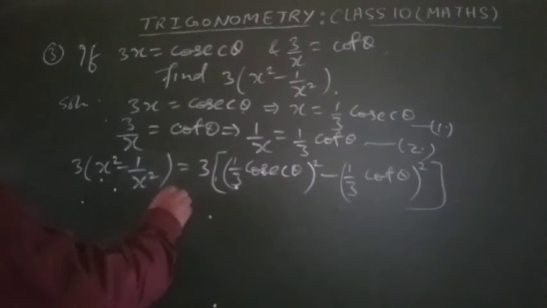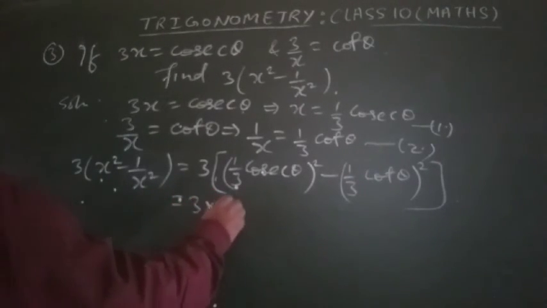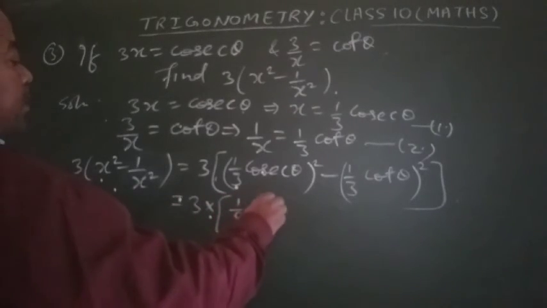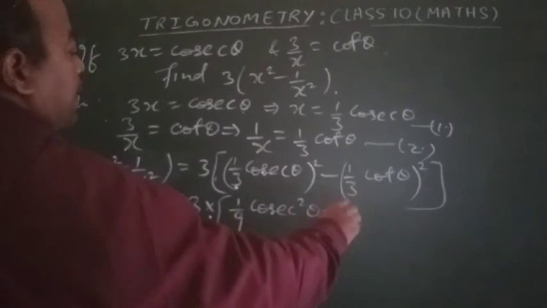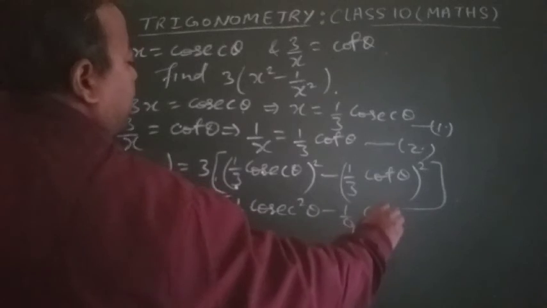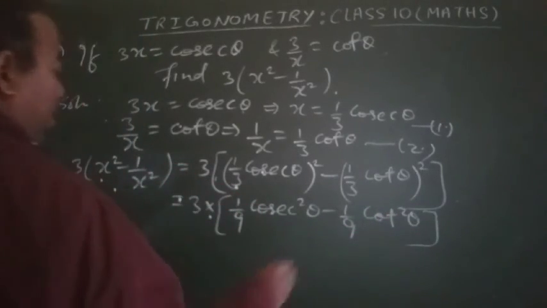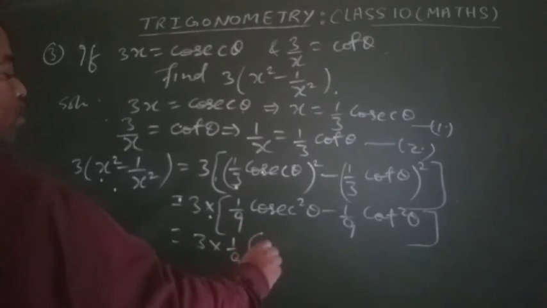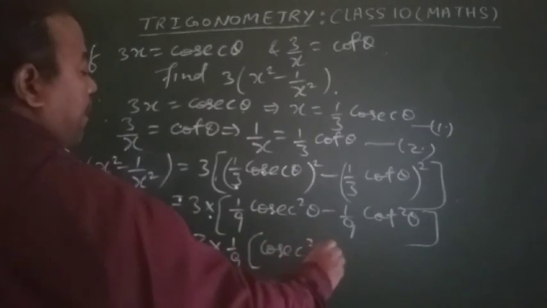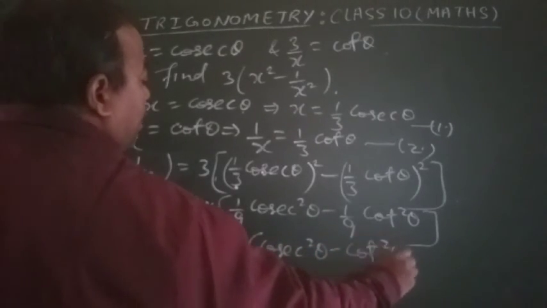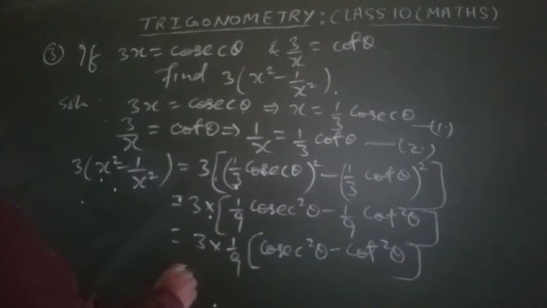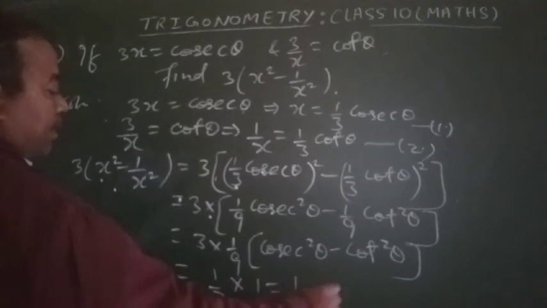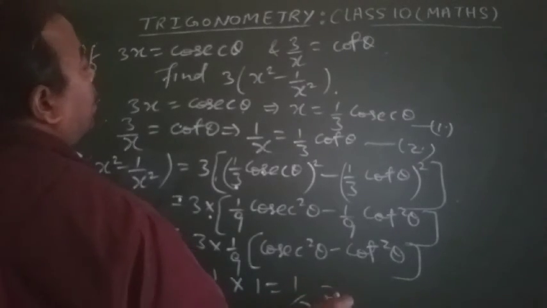So we can write here 3 into 1 by 9 cosec square minus 1 by 9 cot square. Clear? 1 by 9 taken out common. Here it is cosec square minus cot square. Now it will be 1 by 3 and it is 1. The answer will be 1 by 3. And that is the solution.